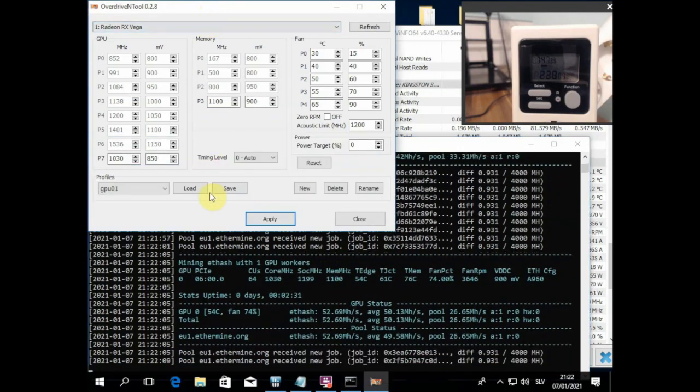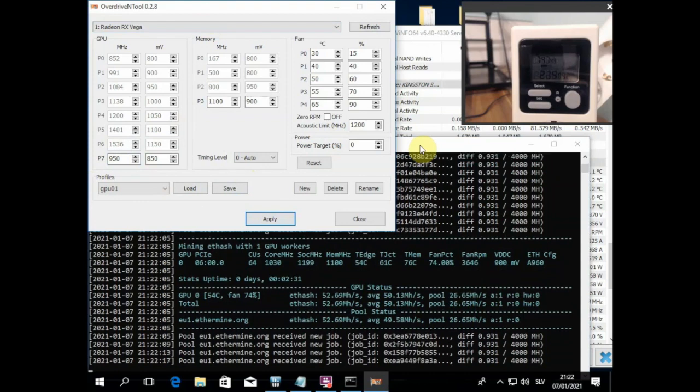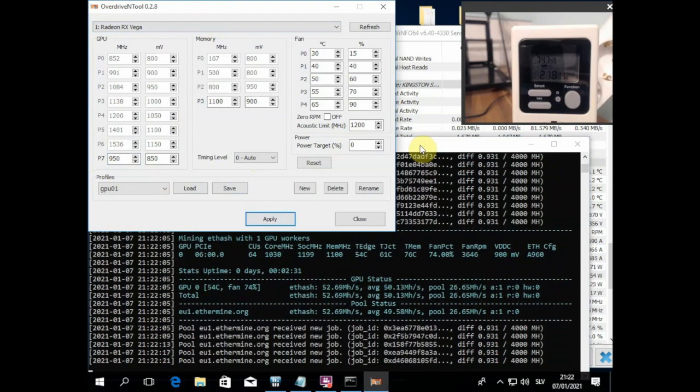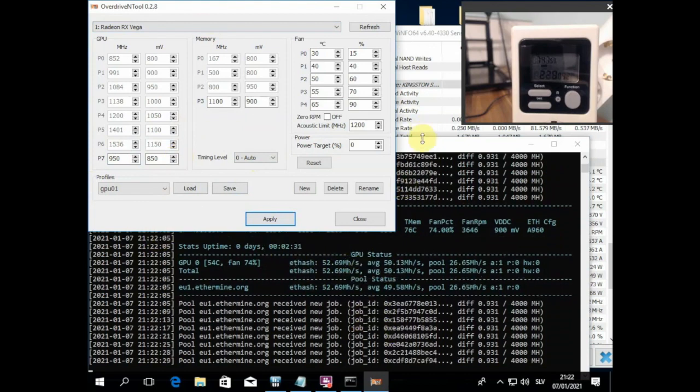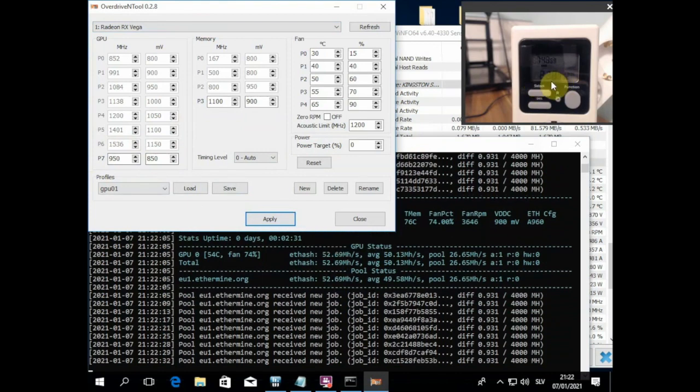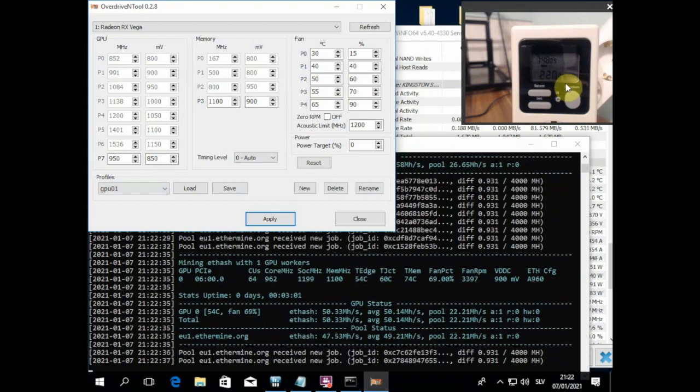Okay, let's try the eco mode now. We can go to 950, apply. So as you can see, this is pretty much the same, 52.7 for my 24/7 settings. Okay, in eco mode, power consumption drops to 220 or thereabout, minus 20 or 25.